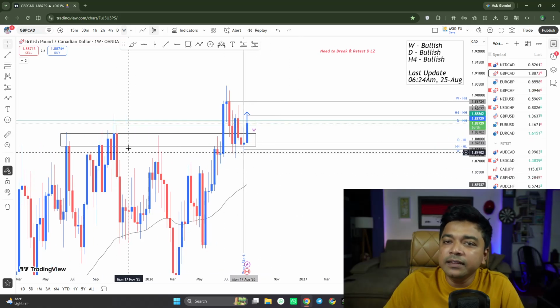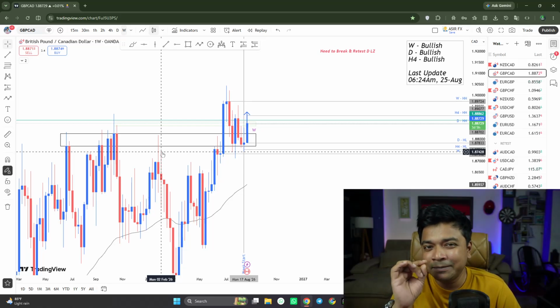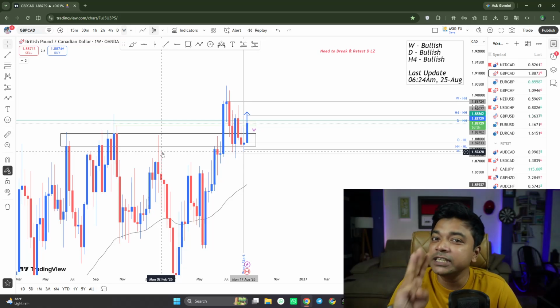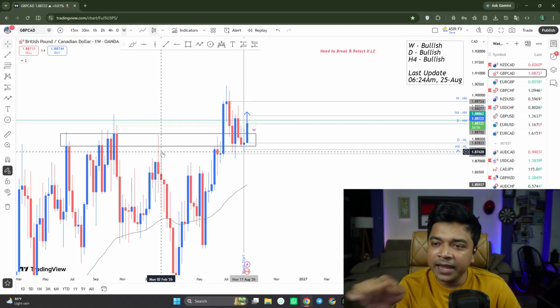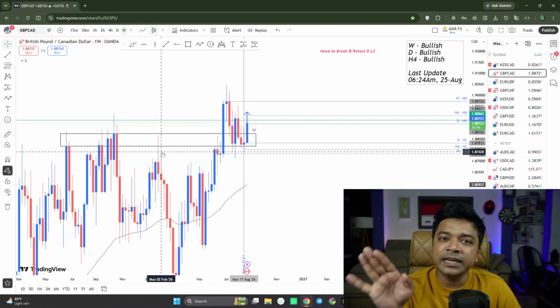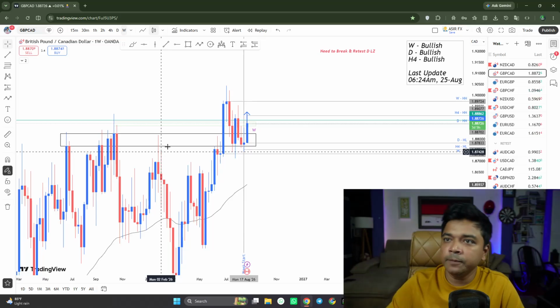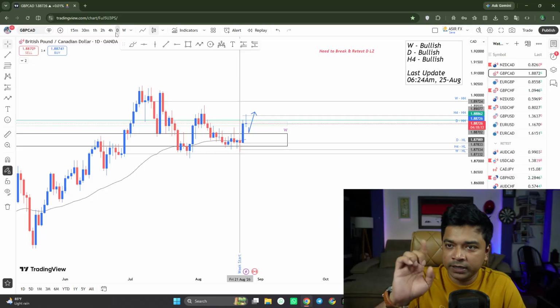So in my liquidity zone, the market touched 4 times. So if you want to draw a liquidity zone, it must touch a minimum of 3 times. If in a zone the market doesn't come 3 times, then it is not a liquidity zone. So this is our weekly liquidity zone, and then we will go to our daily time frame.